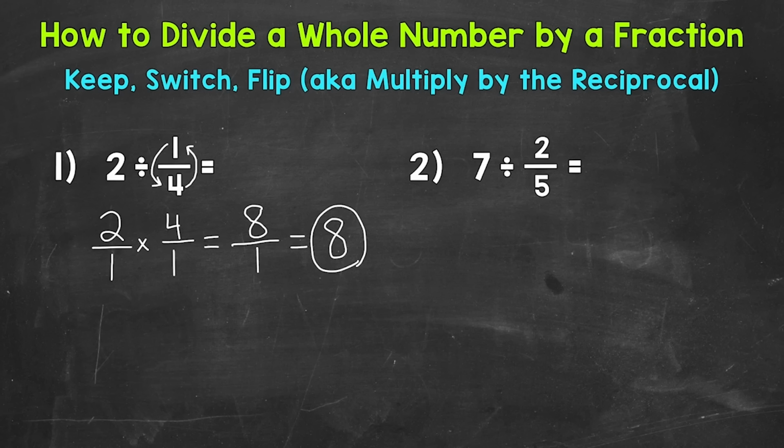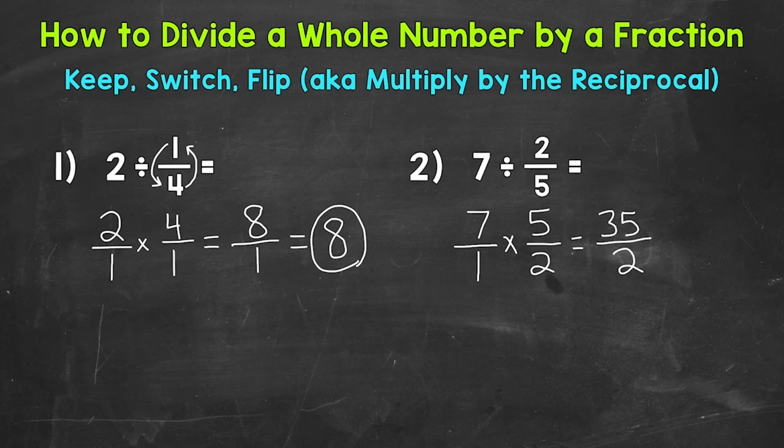So we are finding out how many 2/5 are in 7, so to speak. So keep, switch, flip. We will keep our 7, but put it in fractional form by putting it over 1, switch to multiplication, and then flip our second number or fraction. Now we can multiply straight across. 7 times 5 is 35, and 1 times 2 equals 2. So our answer is 35 over 2.